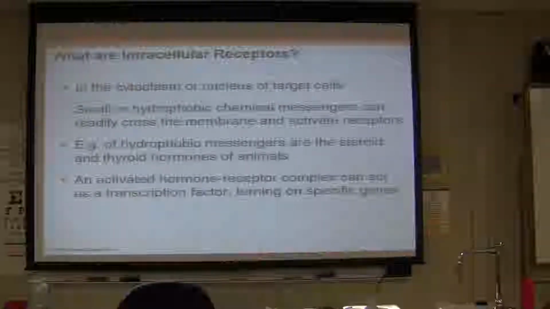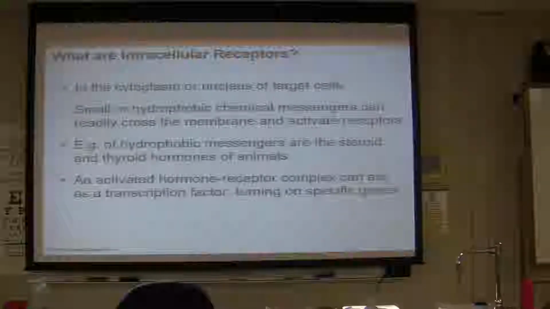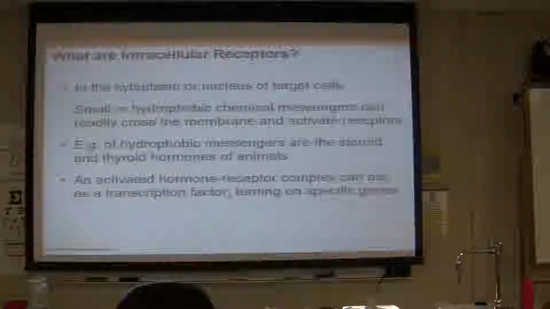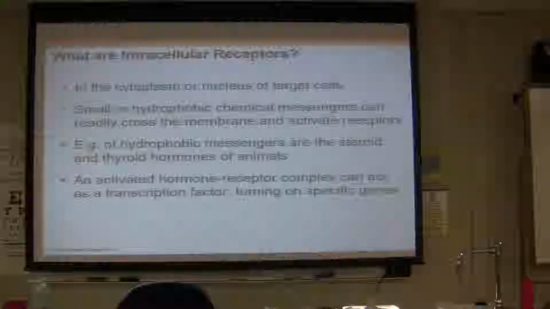They pass through the membrane, go inside of the cell, and stimulate... Most likely, examples of hydrophobic messengers are steroids and thyroid hormones of animals. Those are the molecules he's giving you as examples. The thyroid hormones go through the membrane easily. One activated hormone-receptor complex can act as a transcription factor.